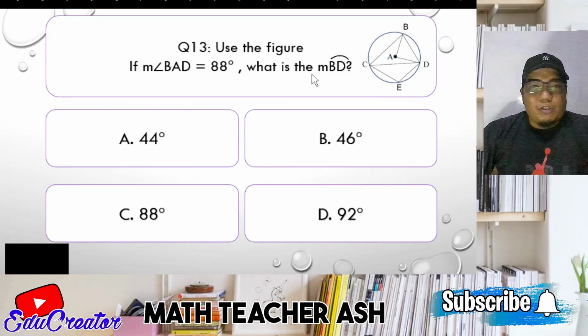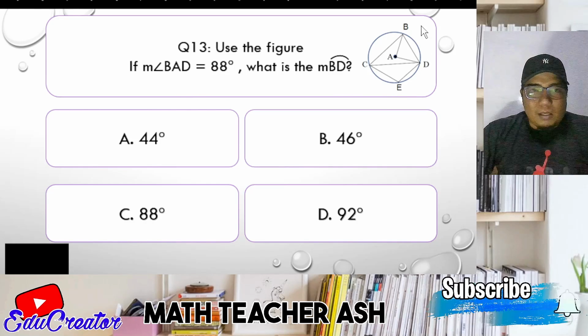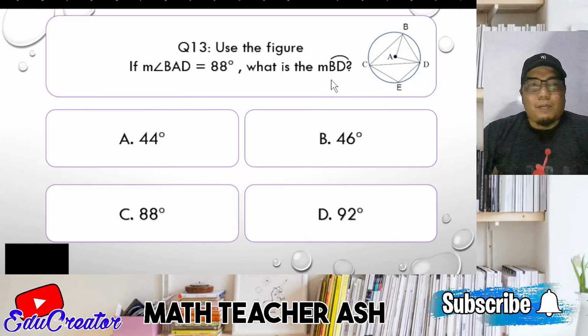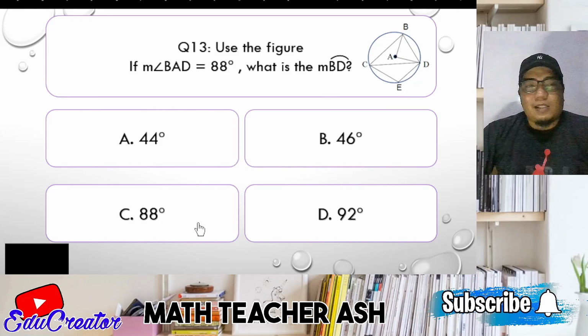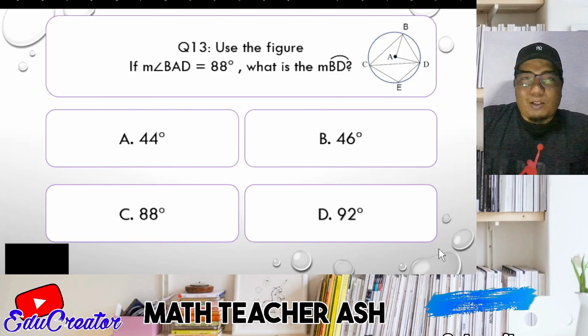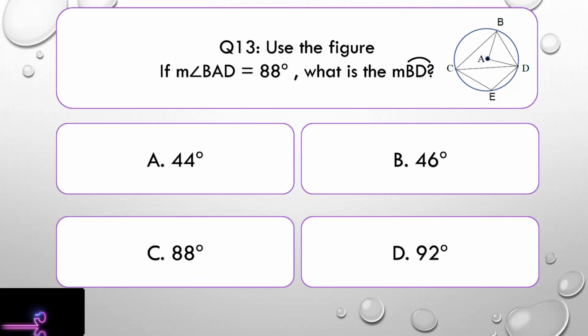Question number 13, use the figure. Ito yon, okay? So, if the measurement of BAD is equal to 88 degrees, BAD, ayun. What is the measurement of arc BD? Ito, okay. So, is it A, 44, B, 46, C, 88, or D, 92? 5 seconds to answer this question.